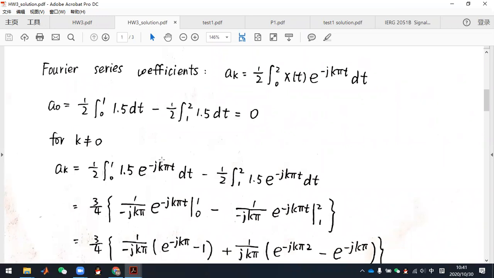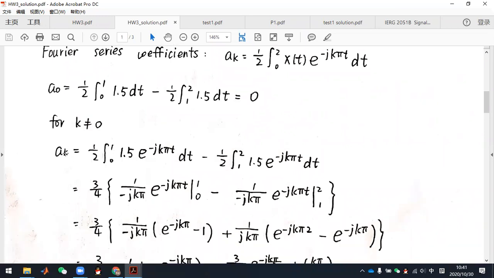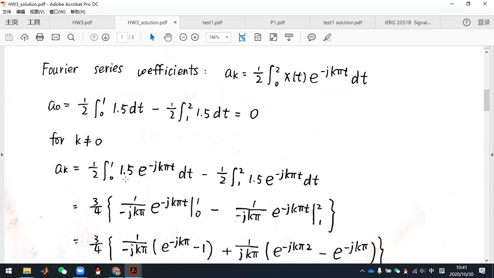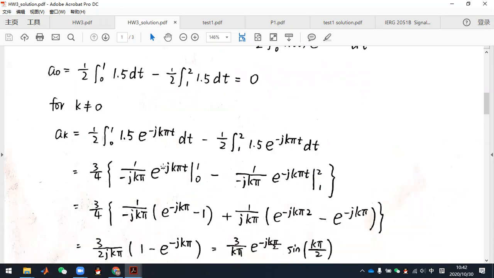For k is not equal to 0, we substitute the expression of x of t into the integral. And so we need to split the integral into two parts. The first part is 1.5 exponential minus jk pi t. So we only need to calculate the integral of the exponential signal. The integral of an exponential signal is the same exponential signal with an additional factor on the denominator, and then we take the difference between 1 and 0.